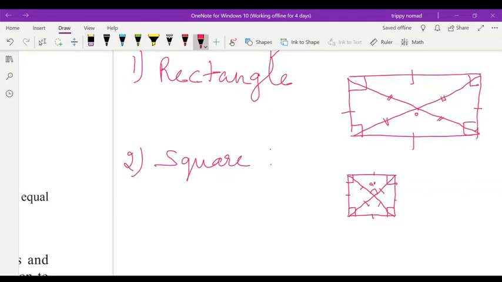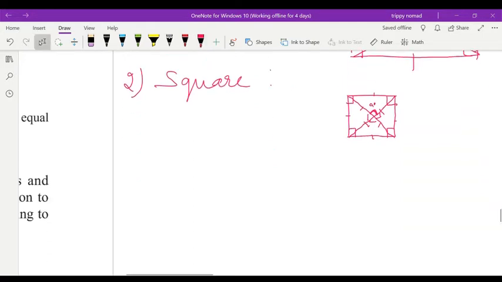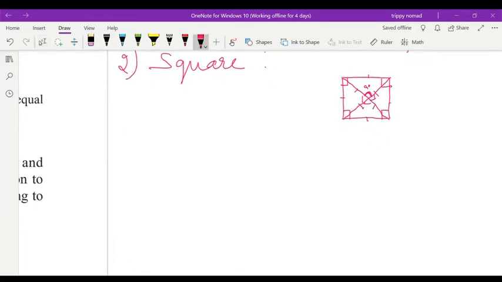That means when they cut, what will be the angle formed here? That will be 90 degrees. Everywhere this will be 90 degrees. Understood this one? Now, the third one, parallelogram.